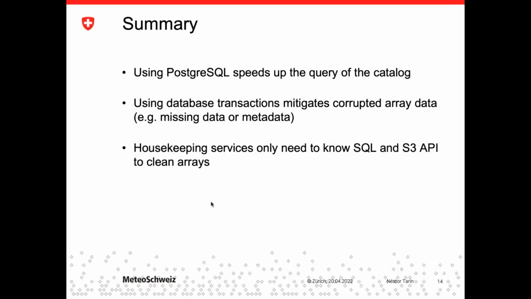And as a summary, using Postgres speeds up the query for the catalog and also any other metadata. Something that was our origin is that we had some corrupted data. We had the catalog aside of the Zarr chunk store, and we weren't using transactions at the beginning, and that corrupted the data. With transaction management, we can mitigate that problem.